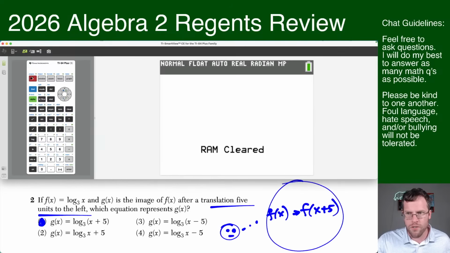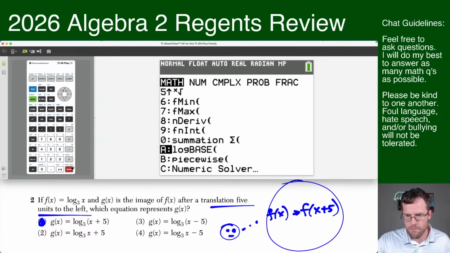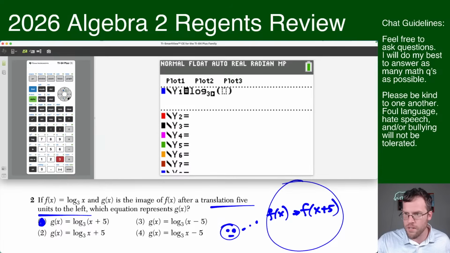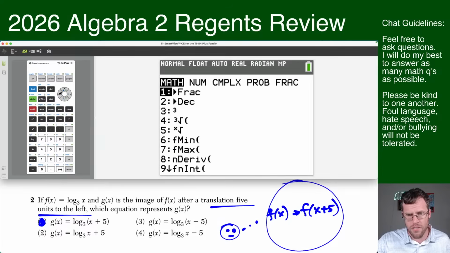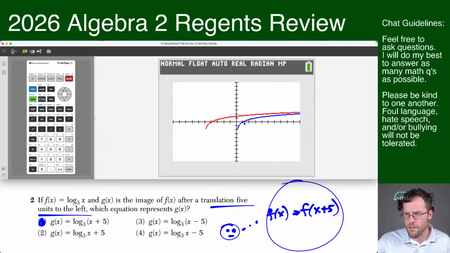What you do for something like this, you could go math, go to log at the bottom, so log base 3. You type in the function, and then you go through all the answer choices. This will take a while to type in all of them, but if you type in the first one, so we go x plus 5 inside instead, notice that the graph shifts to the left 5 units. If I follow this point here, I'm going 1, 2, 3, 4, 5 to the left. So choice 1 is definitely good.